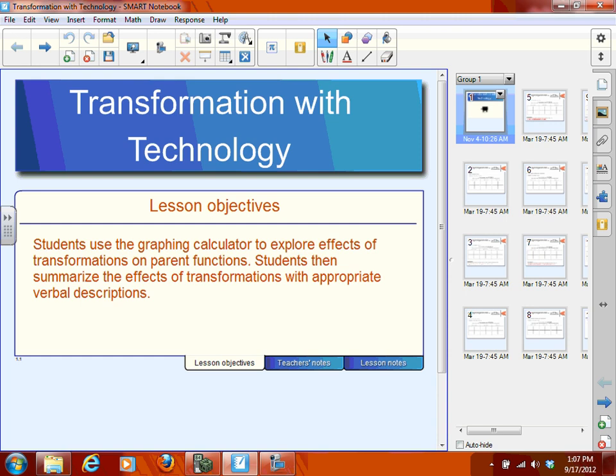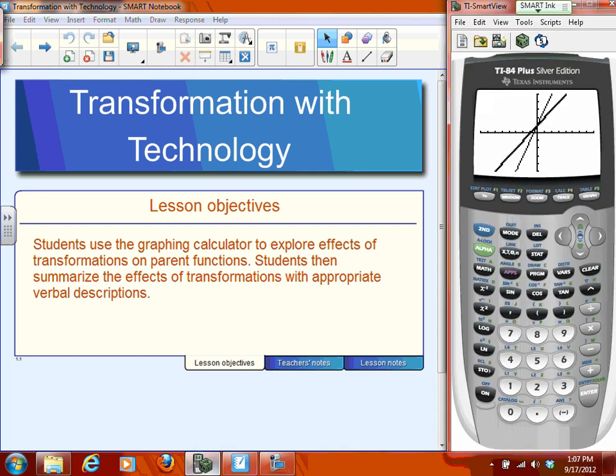So we're still looking at transformations. The only difference is today we're using our calculator to see those transformations. So as I mentioned, if you haven't done so already, we need to reset our calculator, second plus 712. Make sure you do that for me.